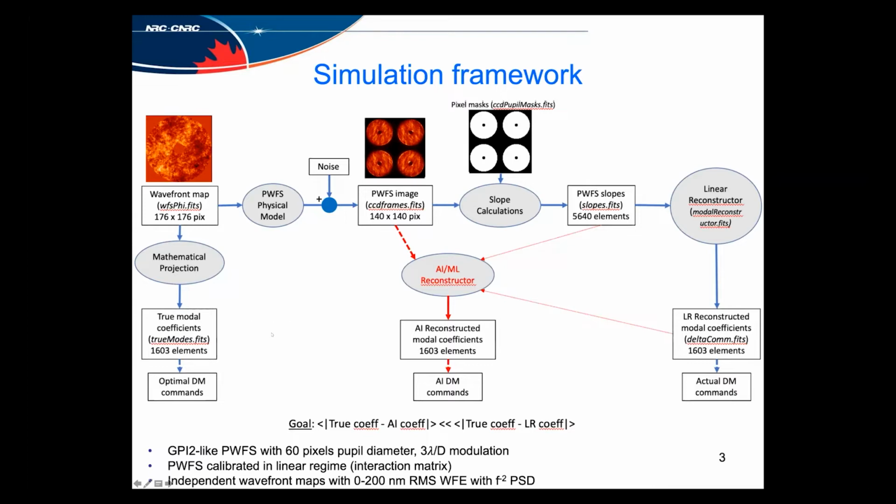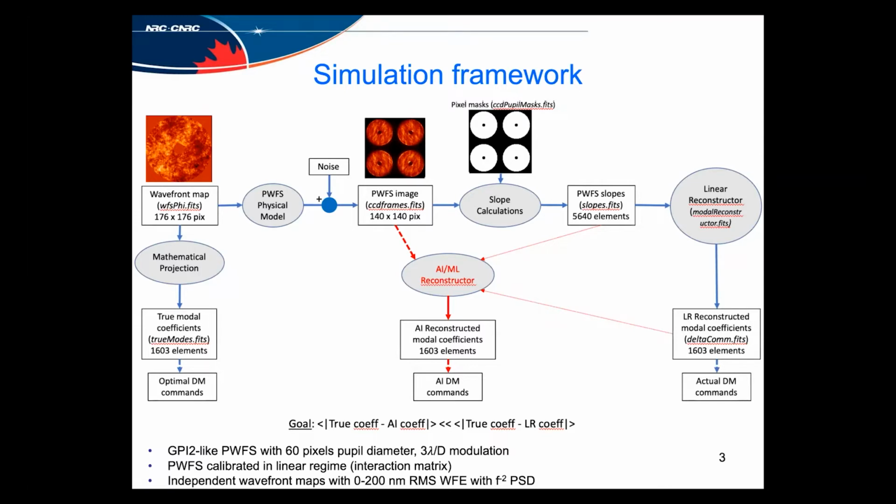To give more detail, in this simulation I use a pyramid wavefront sensor model that represents what's going to be implemented in GPI2. It has 60 pixels in the pupil diameter and 3 lambda over D modulation. The wavefront maps that I'm generating, I'm trying to make them resemble what's typical for a residual wavefront error.